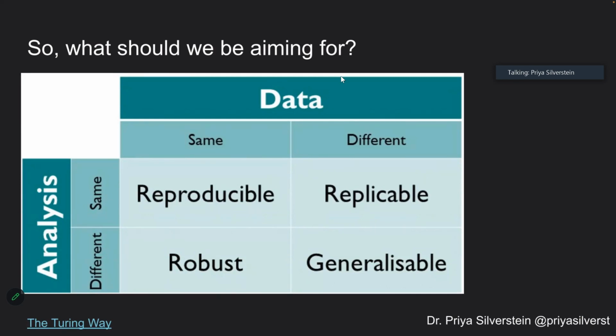And these can be differentiated in whether they use the same data or different data than an original reference study, and the same or different analysis to a reference study. If something is reproducible, it means that you should be able to get the same results when you run the same analysis on the same data. Whereas if it's replicable, you should get the same results when you run the same analysis on different data. Robustness and generalizability are the other side of that. When you have a different analysis but the same data, you're looking at the robustness of the original result. Whereas if you have both different data and different analysis, you can be looking at generalizability. I'll go into a bit more detail about each of these four as we go through the presentation.